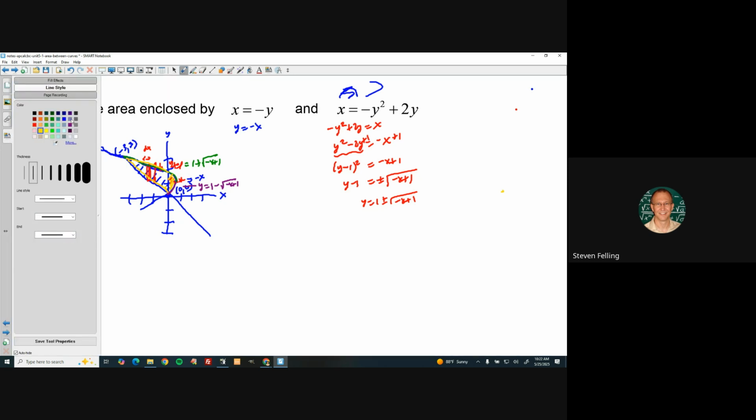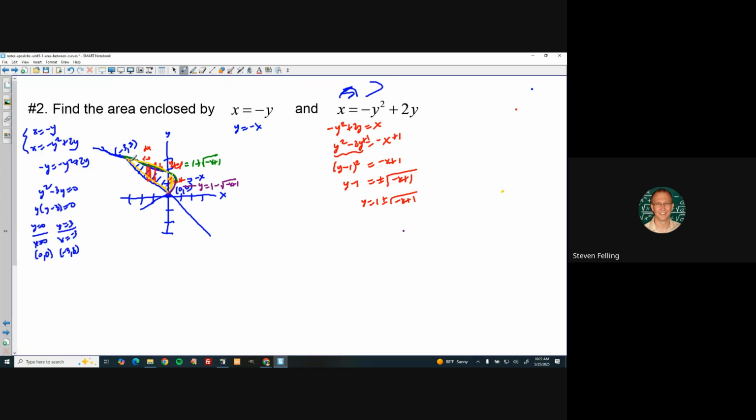So continuing, we could do it this way, but I'll show you the integral setup. For the left, the area in this first part here would be an integral from x is negative 3 to x is 0. The top function would be this, so that is 1 plus the square root of negative x plus 1. The bottom function would be the line, y equals negative x. And we would integrate that in the x direction. That would cover this area.